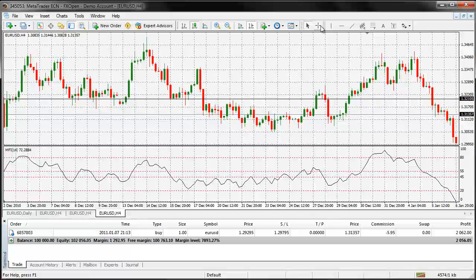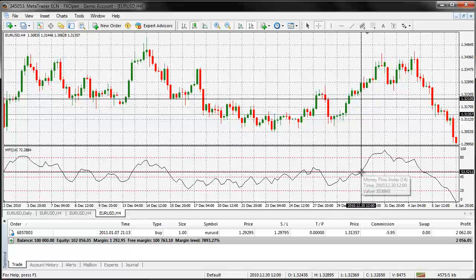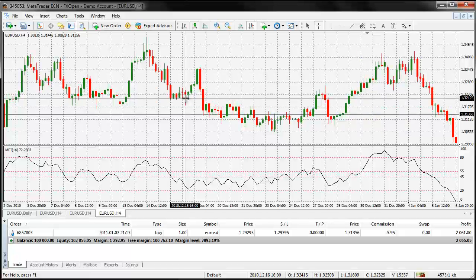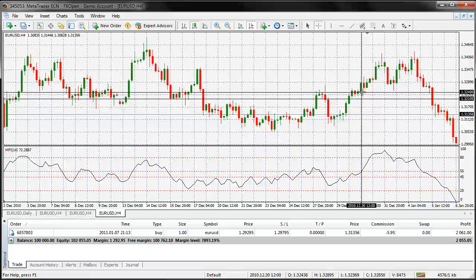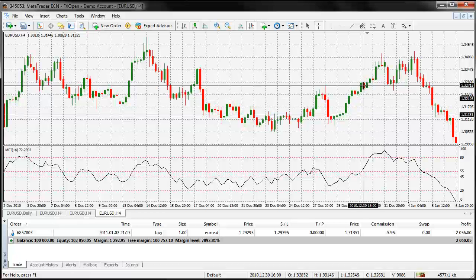Alright, let's take a look at another one. Here is a buy trade. We can take the buy trade right here because we're sitting on support, so that's good. We can take buy trades on support lines, and as the market goes up, it exits around about here.